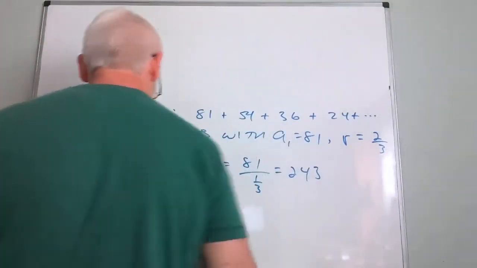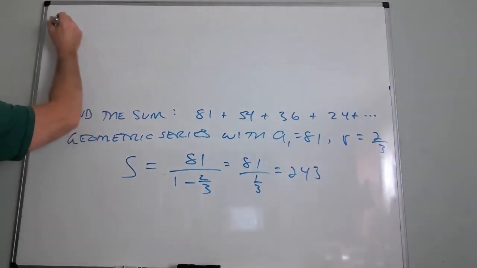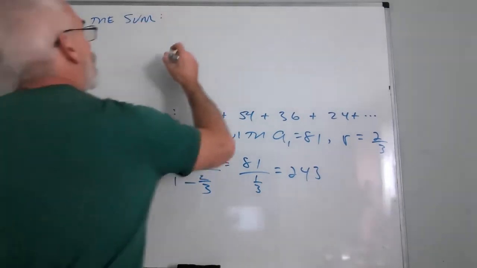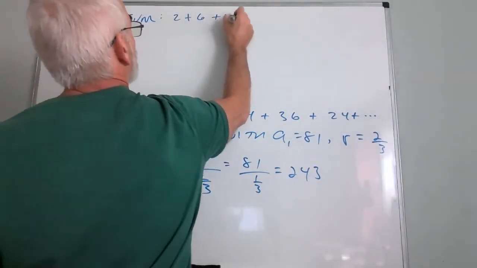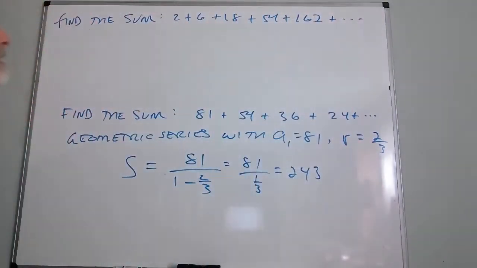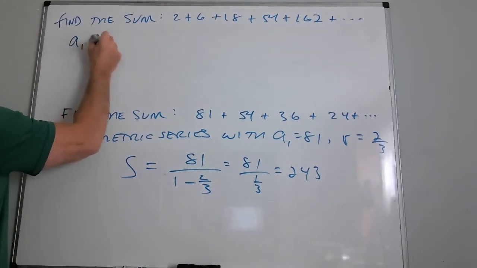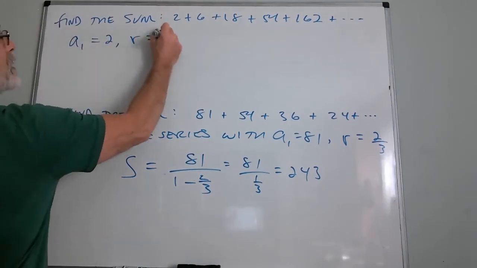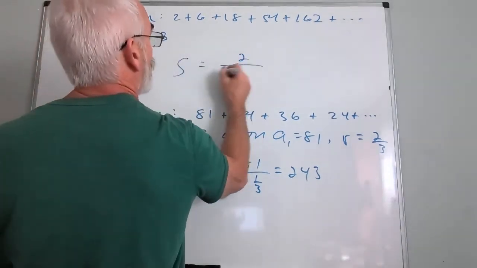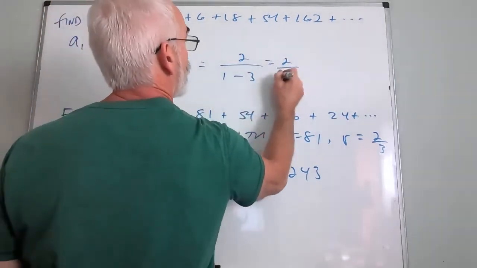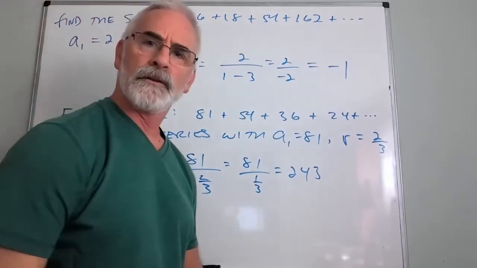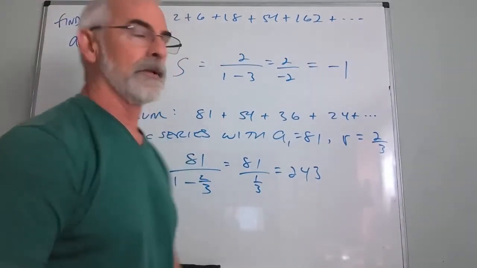Ooh. All right, let's try another one. Find the sum. And let's say it's 2 plus 6 plus 18 plus 54 plus 162 plus. All right. So my first term is a 2. My constant ratio clearly is a 3. So my infinite sum is obviously 2 over 1 minus 3, which is 2 over negative 2, which is... Houston, we have a problem.